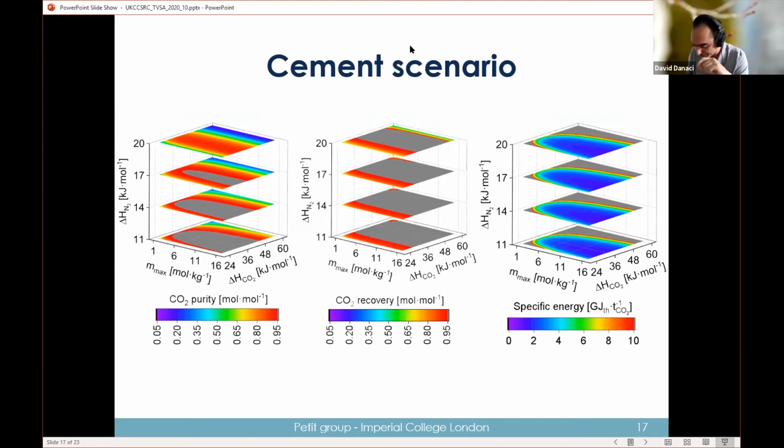To give you a point of reference, MG-74, which was one of the better performing adsorbents from earlier, is located right at this point here. I'm not sure if you can see my mouse cursor or the laser pointer, but at this point here.